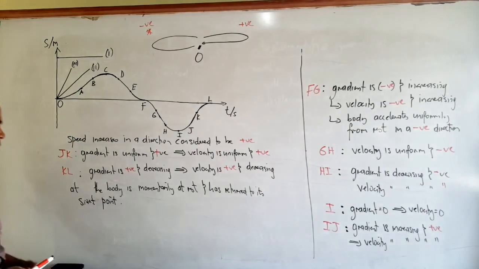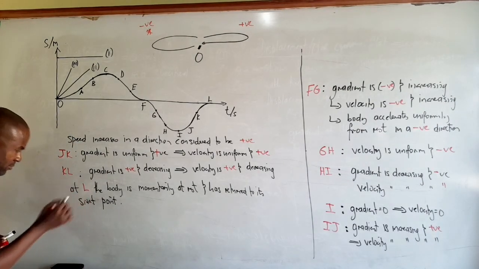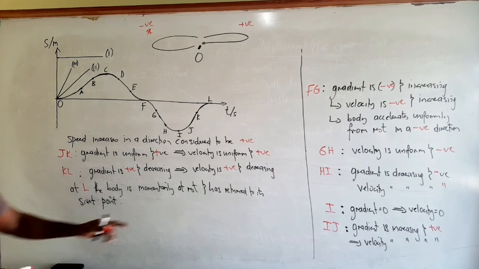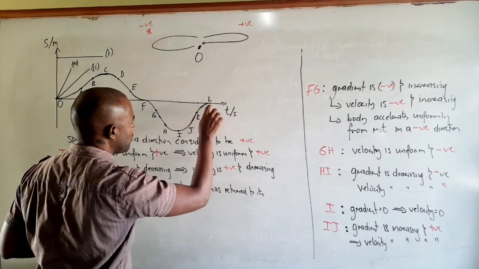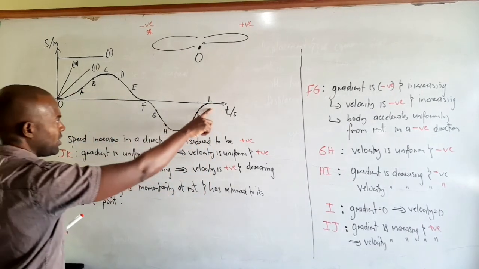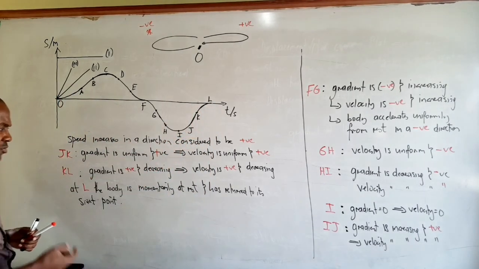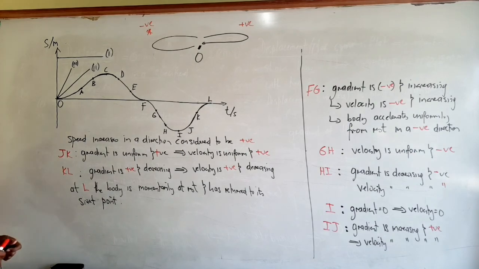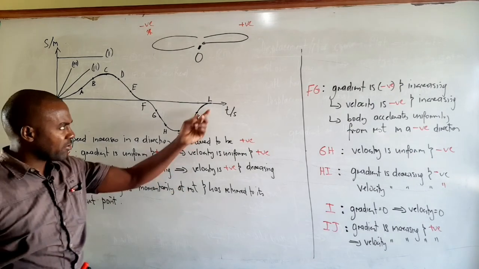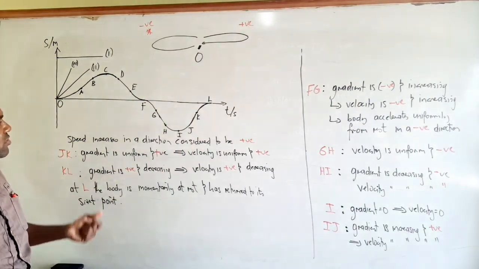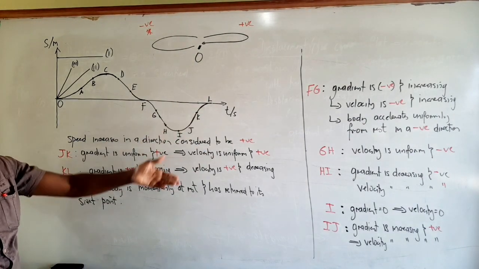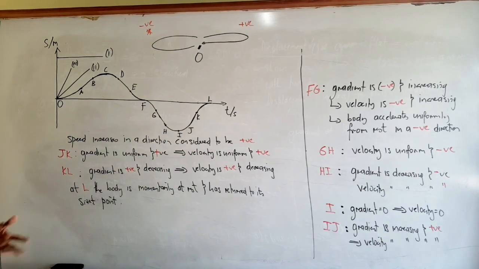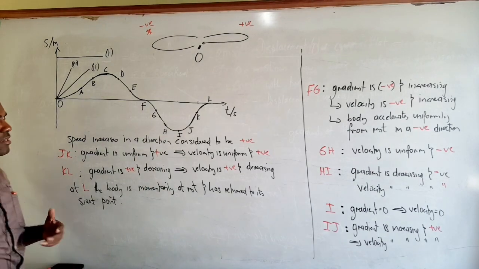Now basically now at L, the body is momentarily at rest because of course the graph is now flat once more. The gradient is equal to 0, and therefore the velocity is equal to 0, and so basically the body is momentarily at rest because the gradient is equal to 0. But if you notice now, it is now again on the x-axis, which means the displacement is once again equal to 0, and the body has returned to its starting point.